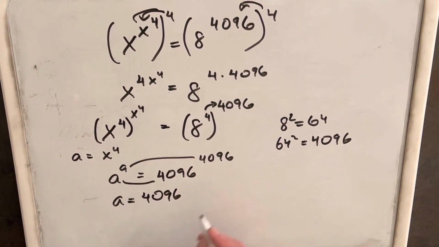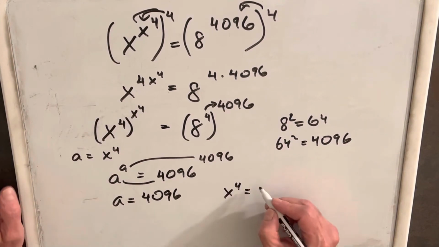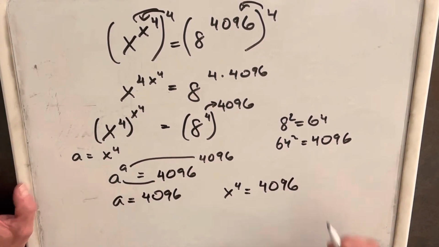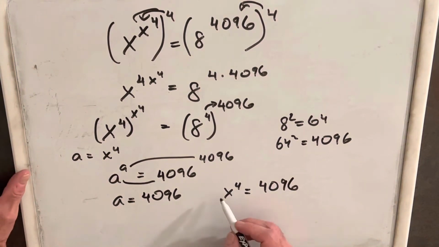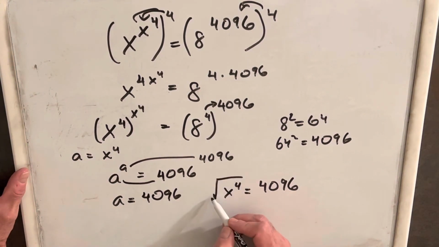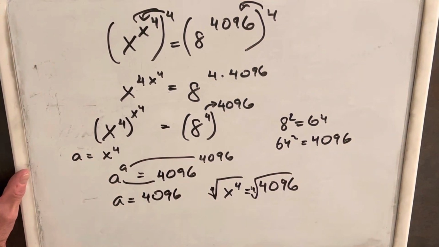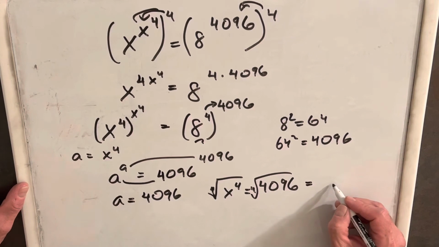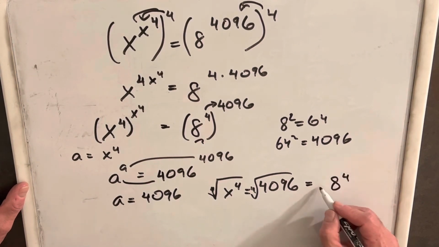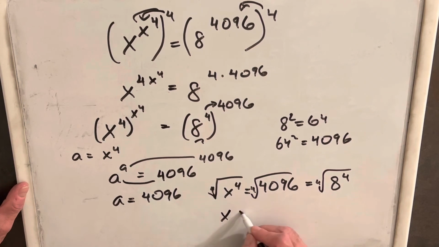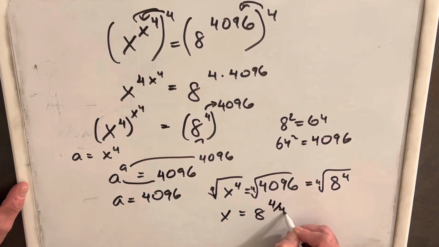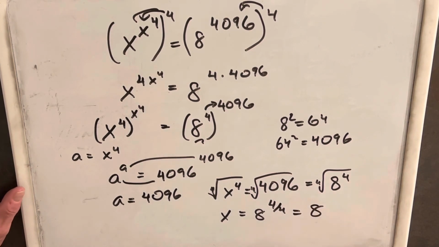But remember that a is just x to the fourth. Then for our last step, let's just take a fourth root on both sides. And we determine over here that 4096 is 8 to the fourth, so it's more convenient to write it back as 8 to the fourth. And so the fourth root we could just write this as 8. So our answer is going to be x equals 8.